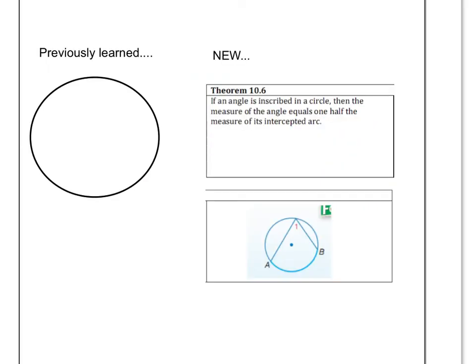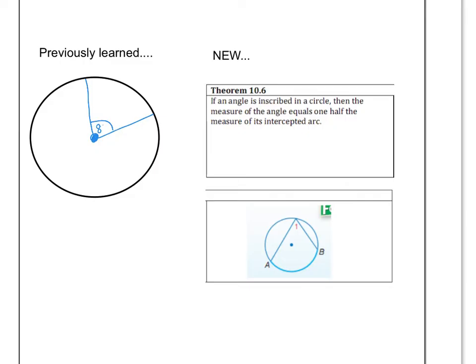Now I want you to think about what we learned previously. Previously, we were talking about angles that maybe looked like this. This is not an inscribed angle. Can you remember what kind of angle this is? Well, its vertex is right at the center of a circle. That is a central angle.